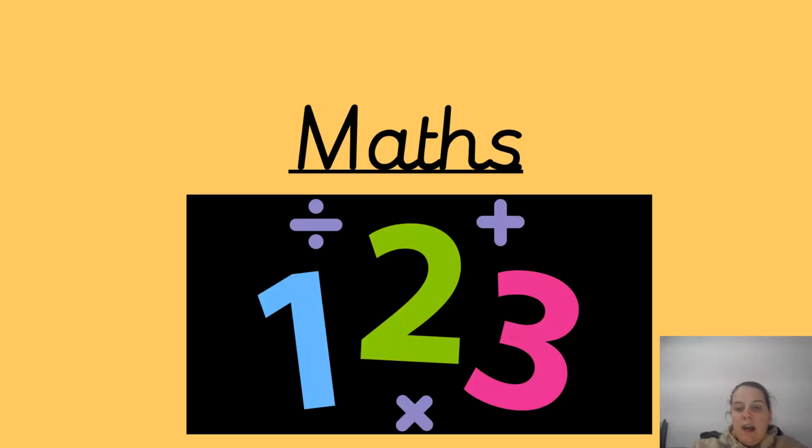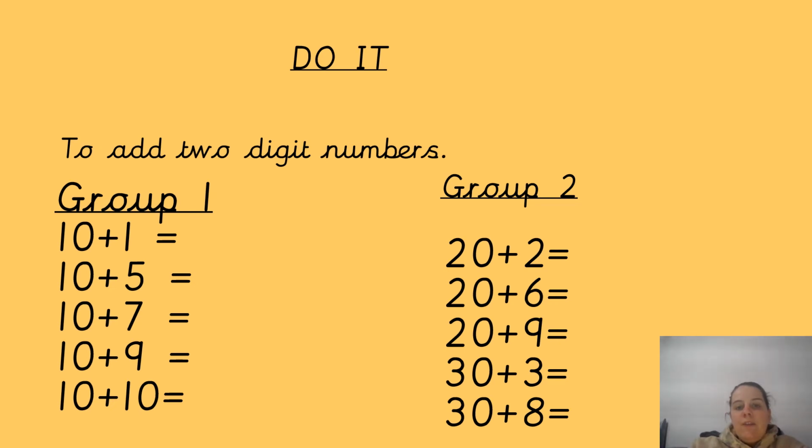Okay, so we're going to continue now with our maths. Okay, so to add 2-digit numbers, we've got group 1 and group 2. Here, especially if you're at home, you can pick which group you want your child to do. So if you think that the group 1 work is too easy, then go for group 2. Okay, so you've got 10 add 1, 10 add 5, 10 add 7, 10 add 9, 10 add 10 for group 1. And we've got 20 add 2, 20 add 6, 20 add 9, 30 add 3 and 30 add 8. But this time the method we're going to use is counting on.